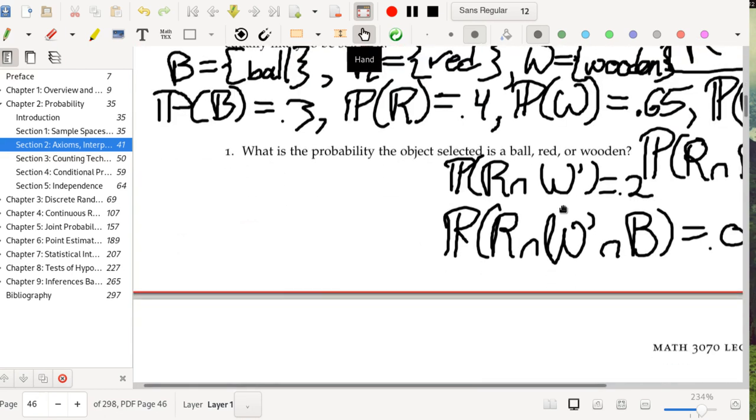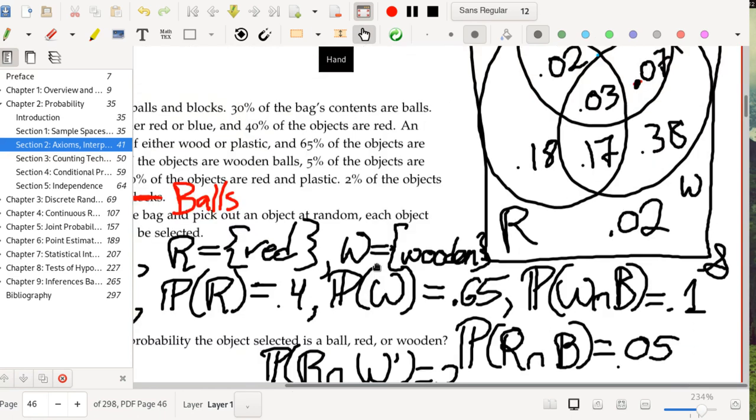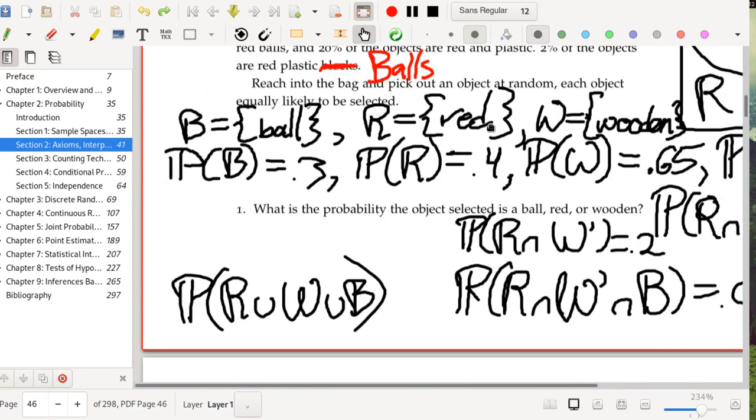What is the probability that an object selected is a ball, red, or wooden? So that's the probability of R or W or B, and we have already figured that out. That corresponds to the 0.02. So that is equal to 0.02.